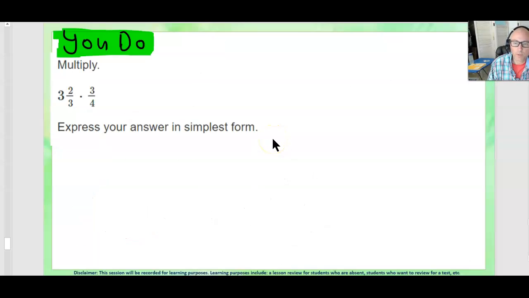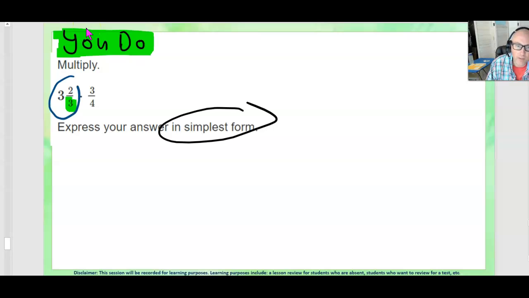Again, on this one we're not going to do the whole thing. It says simplest form, so that's nice. I'm not going to do it all, but you should get right away that you've got to turn this, and we'll circle it in blue, into a fraction. You can leave this one alone because it's already a fraction. In order to multiply, you need to have both of them be fractions.